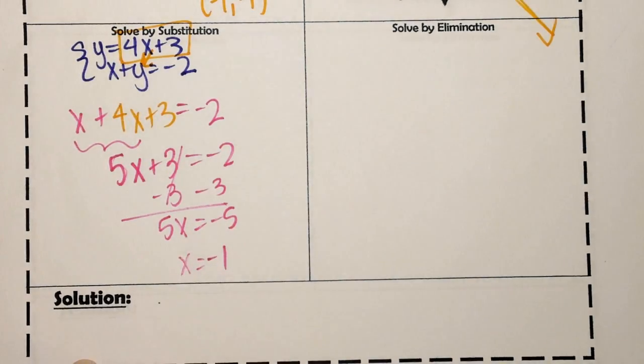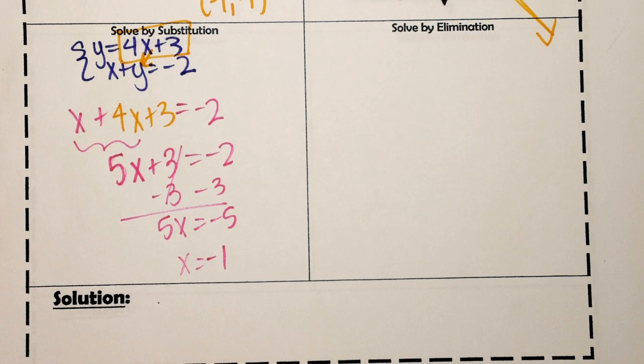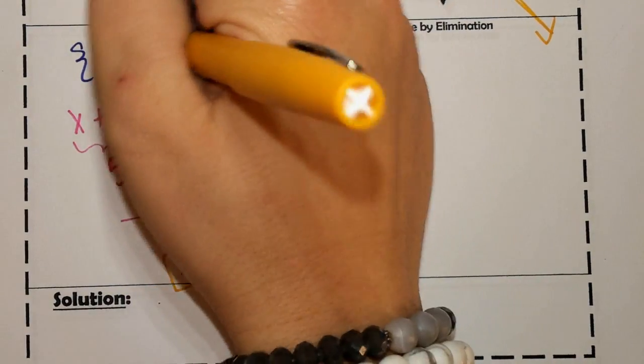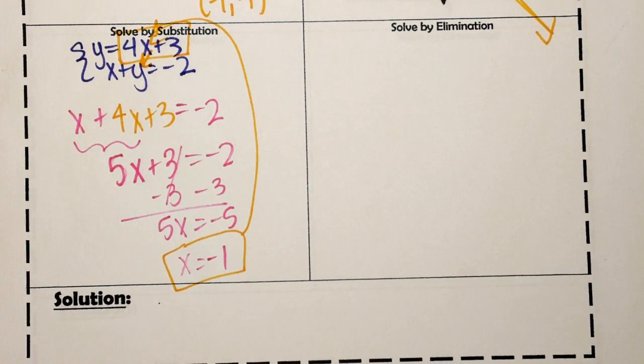Alright, so x equals negative 1. Do we agree or disagree? Agree. Now that we have x equals negative 1, how do we find y? Plug it in. Plug it in where? In the other equation. Get a point. If you said plug it into the first equation, get a point.